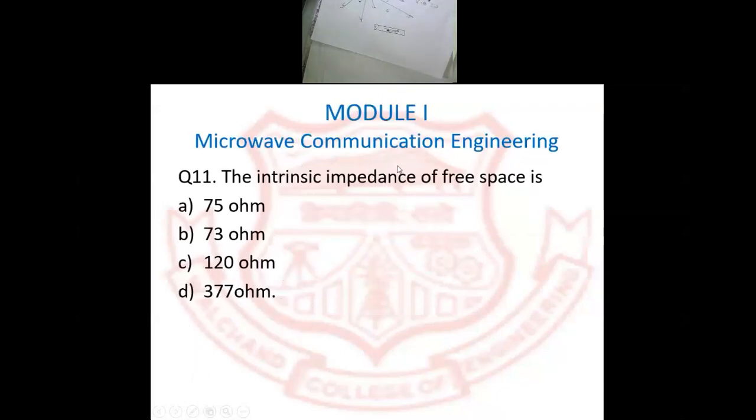Next question. There is the impedance of free space.